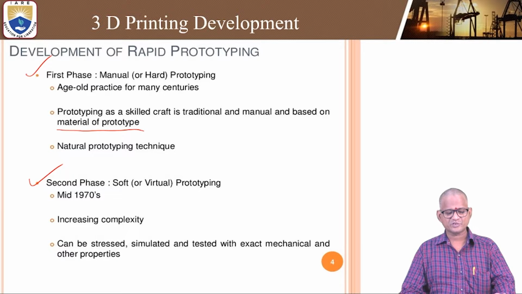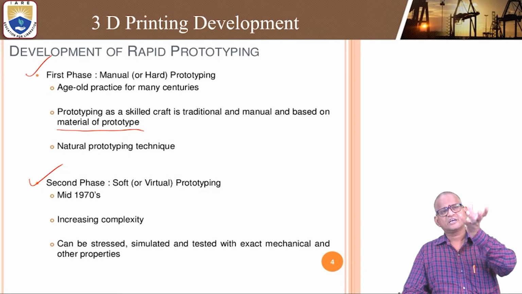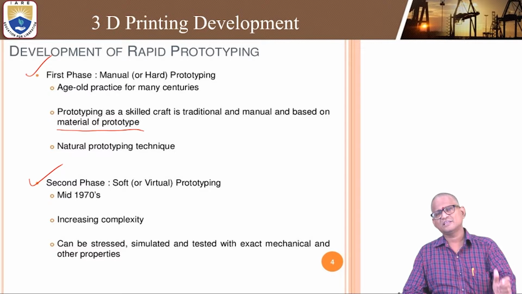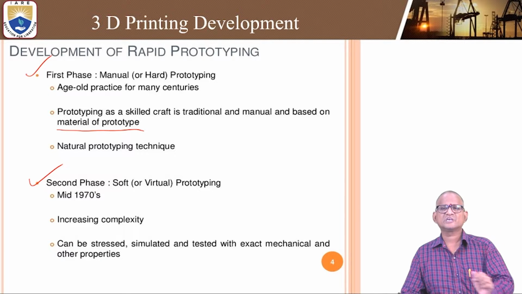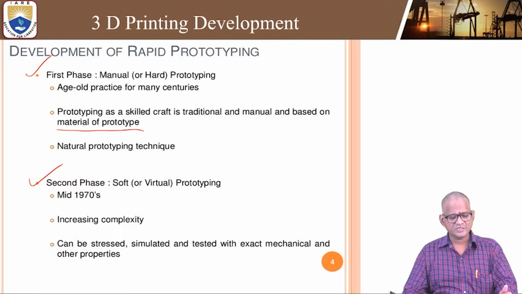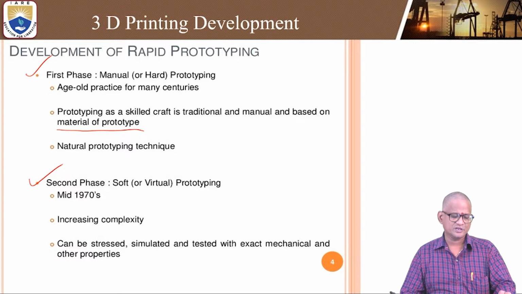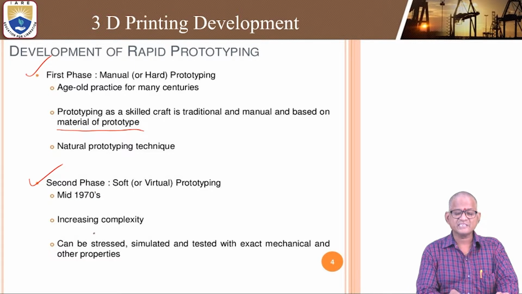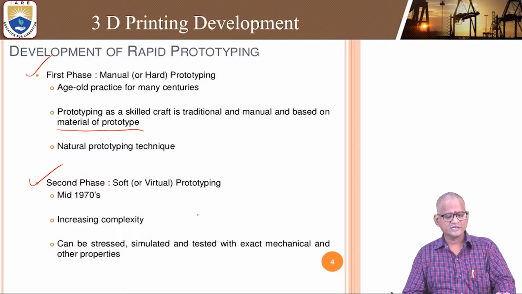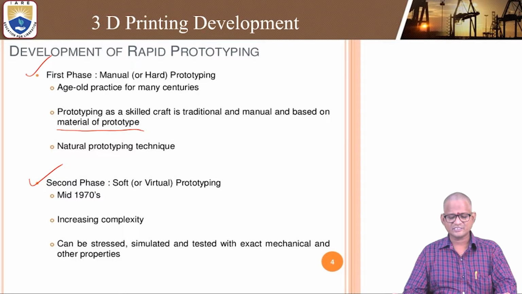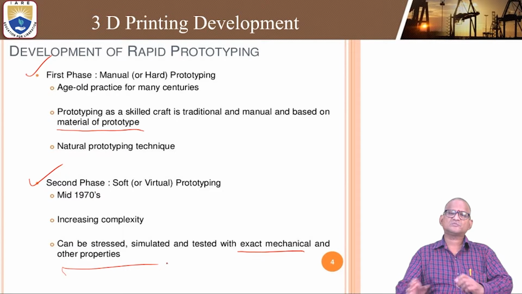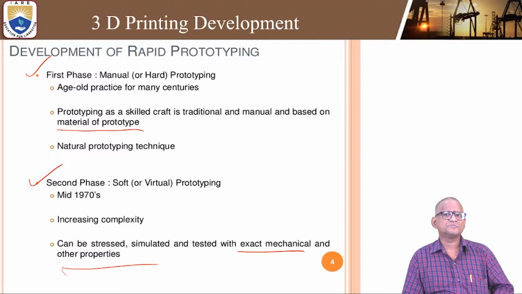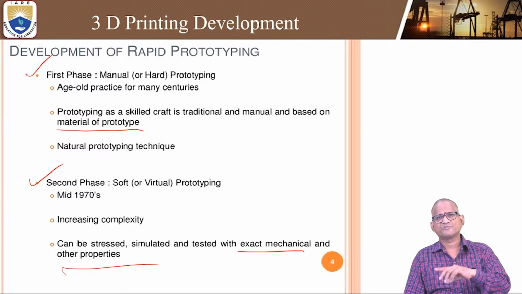That is called soft prototyping, and all the creativity and analysis, whatever is shown practically, the same thing can be applied virtually. This was introduced in the mid 1970s, increasing the complexity, and it can be stressed, simulated and tested with exact mechanical and other properties. So this is the basic difference between manual prototyping and soft prototyping.